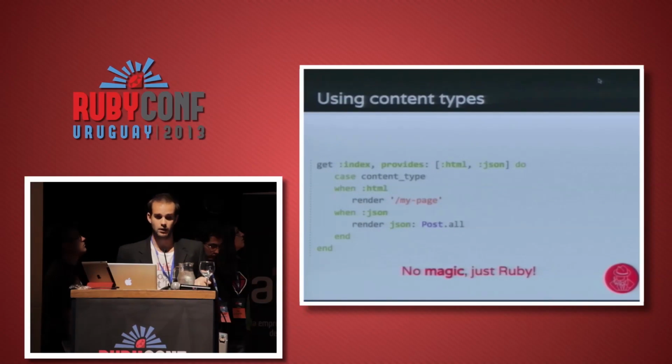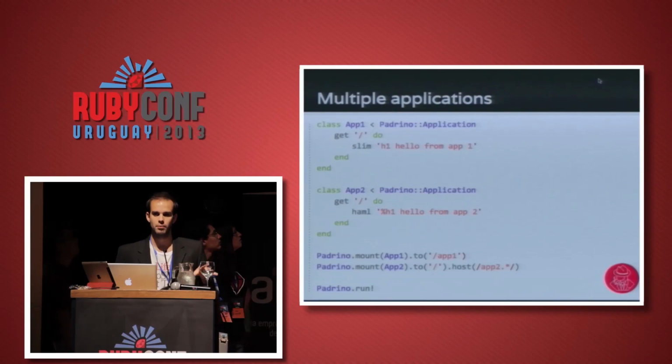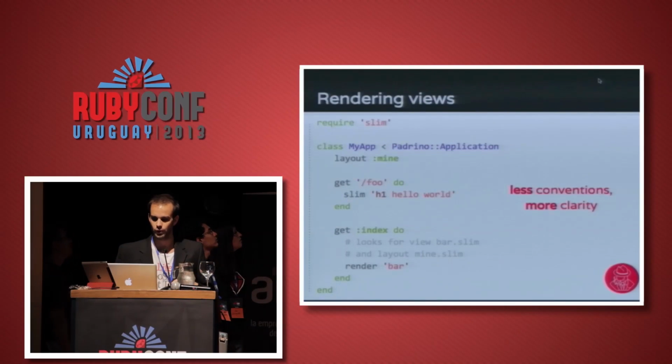Controllers let you use content types, and you use Ruby. There's no magic here. The same when you do multiple applications. And this is one of the important points. I'm going to see this in a while. Rendering views.